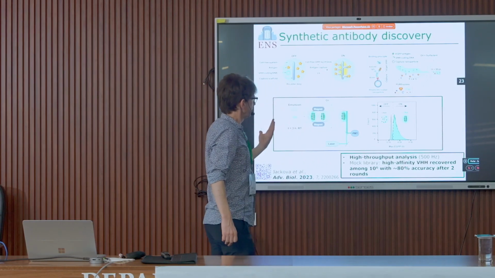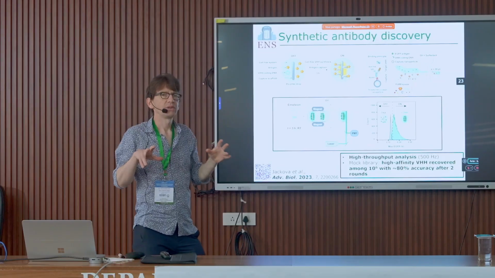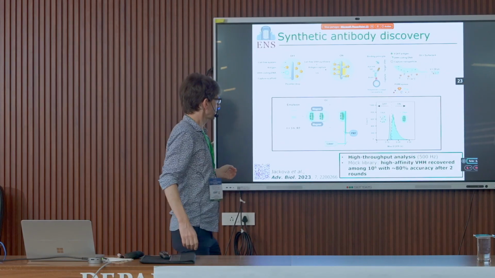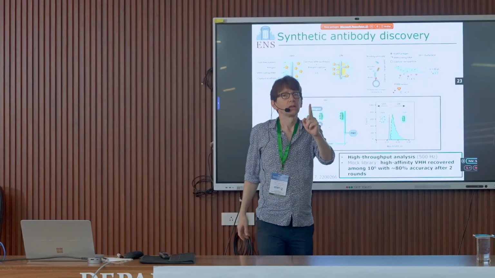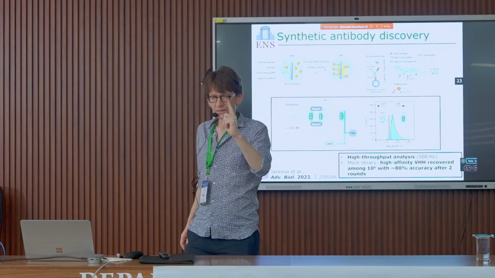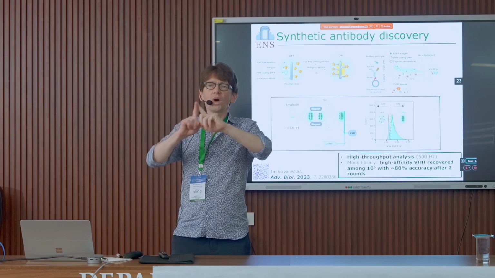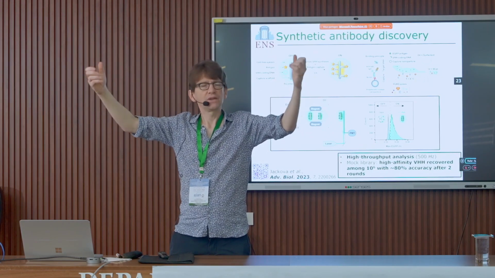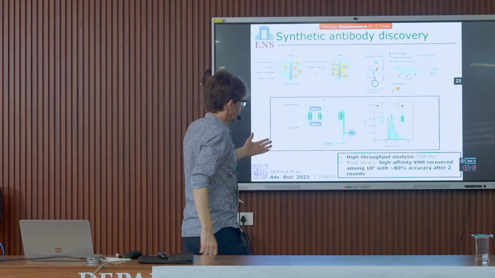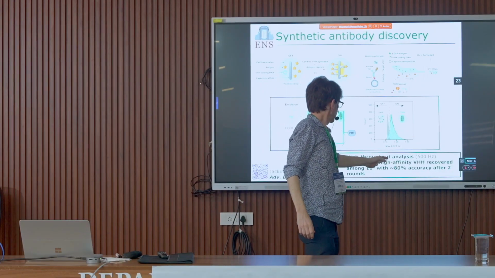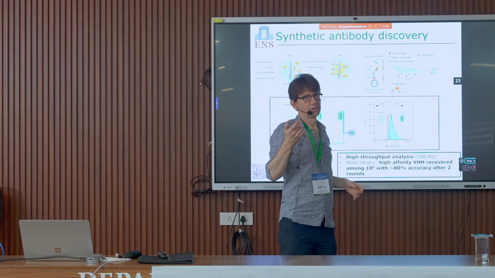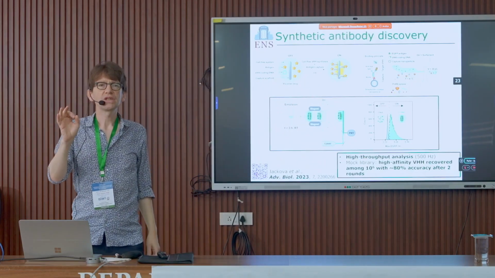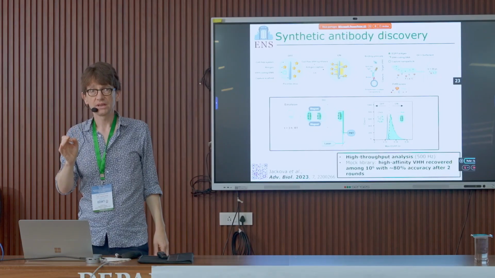Now I can send my drops and measure the efficiency for each DNA. We tried, for example, a mock library, a fake library to test the efficiency of our method. We put one positive efficient sequence among 1 million sequences that express a less efficient antibody, and we can recover it with something like 80% accuracy with just 2 rounds. We just do this twice, and we are able to fish out this interesting sequence.